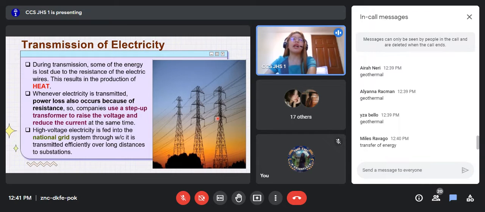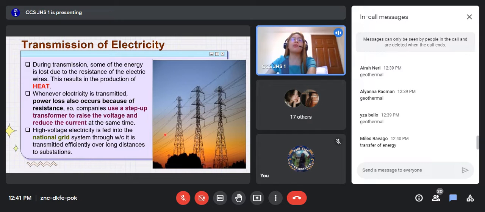Okay, so high voltage electricity is fed into the national grid system through which it is transmitted efficiently over long distances to substations. When we say national grid, this is a network of power transmission lines that connect all power stations across the country. So it helps ensure the continuous supply of electricity to end users, even if one power station breaks down. Okay? So, the control is the national grid system. So that is for transmission of electricity.